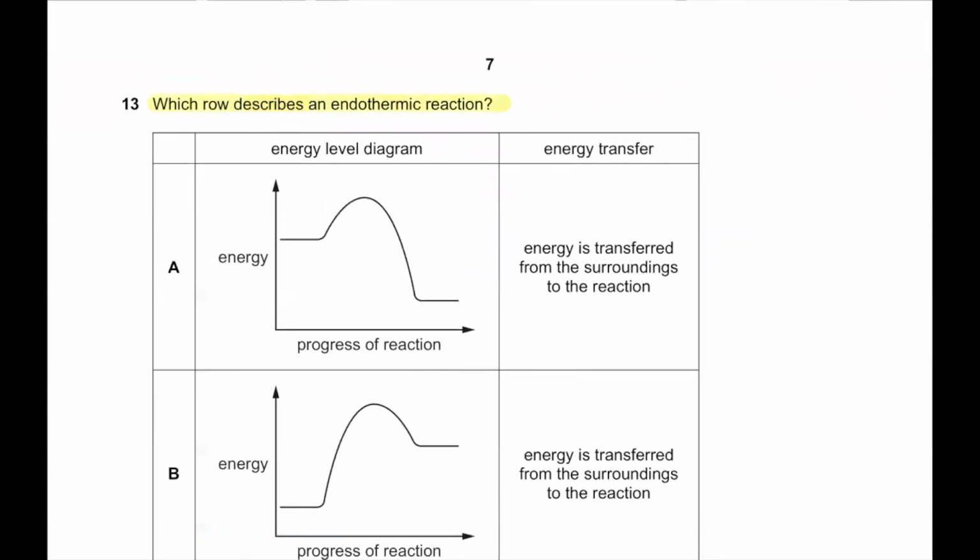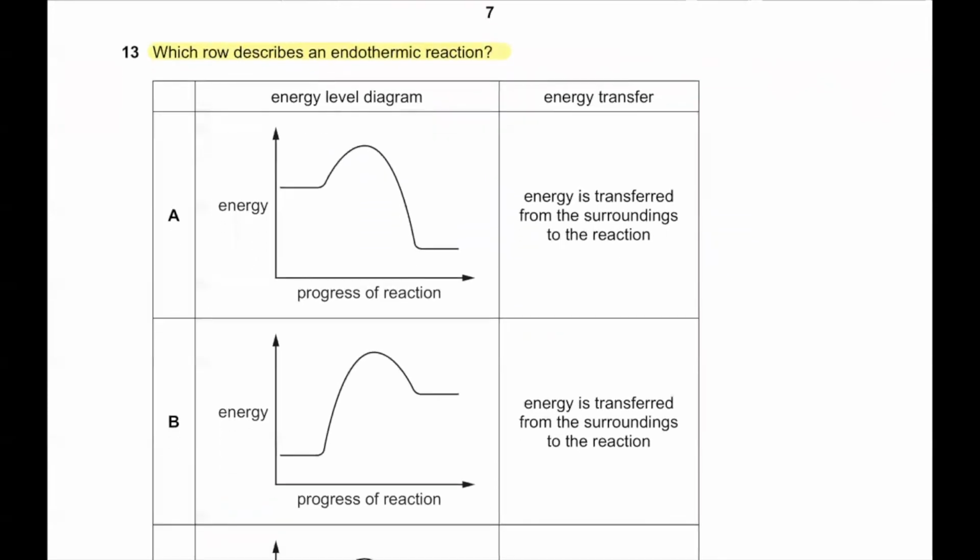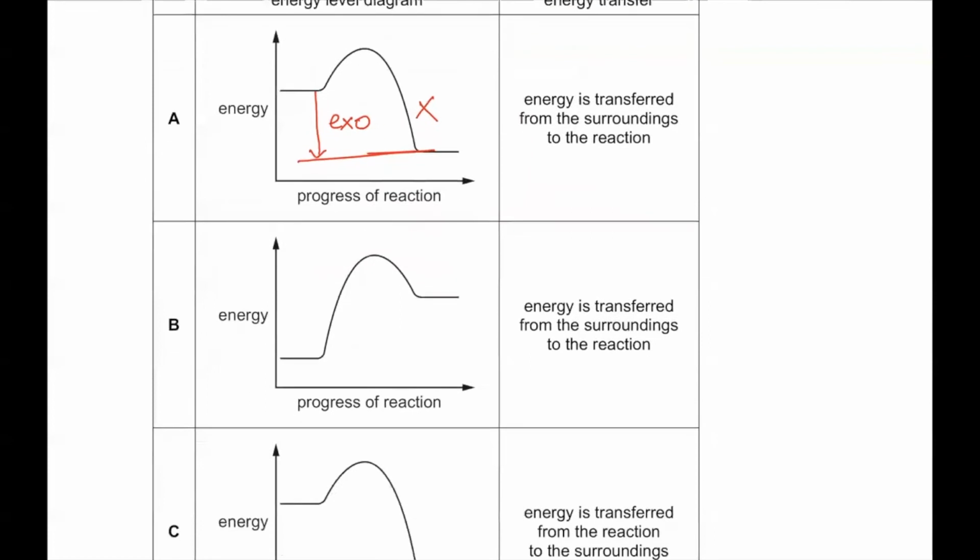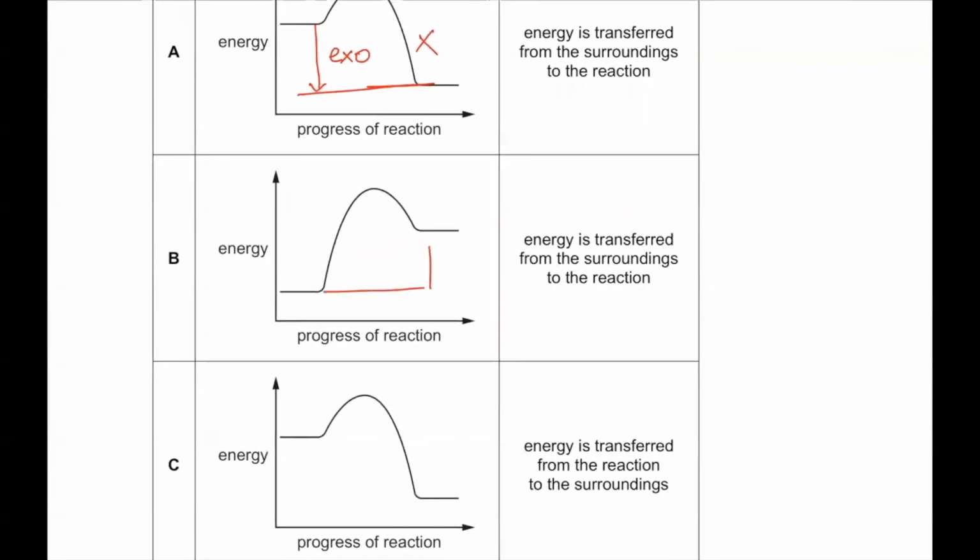Question number 13. Which row describes an endothermic reaction? Now, in the energy level diagram, whenever the product has a lower energy state, we have to understand that is an exothermic. This is exo, so definitely not correct. As we can see, the product has a higher energy state. Definitely this is endothermic. So we must also look at the description. Energy is transferred from the surrounding to the reaction, which is correct. The surroundings energy is absorbed by the reaction. So this is correct. B is the plausible answer.